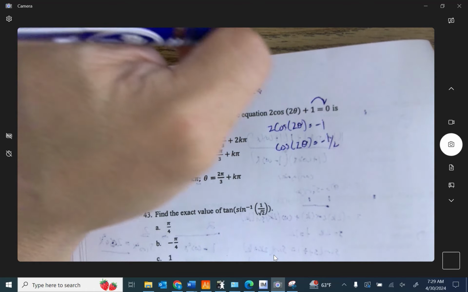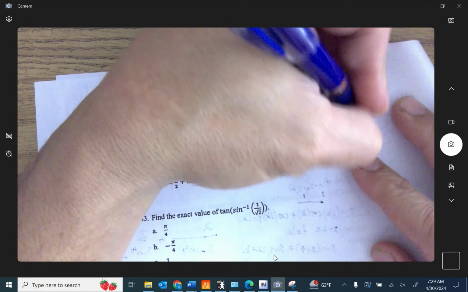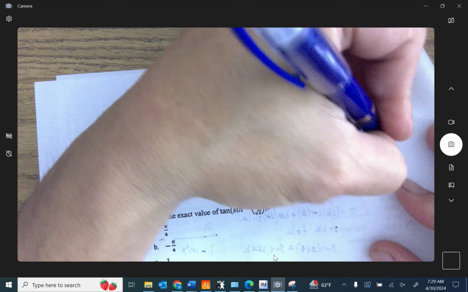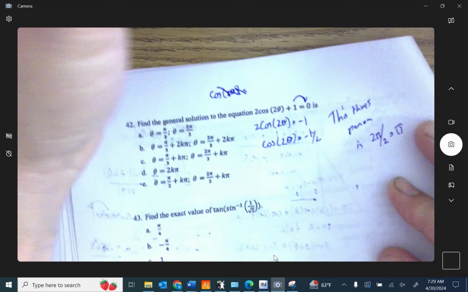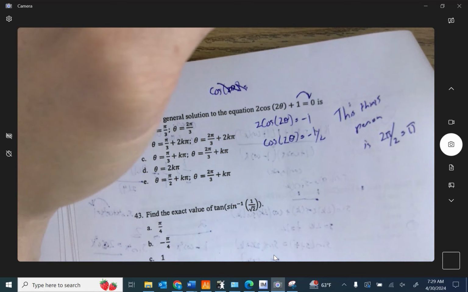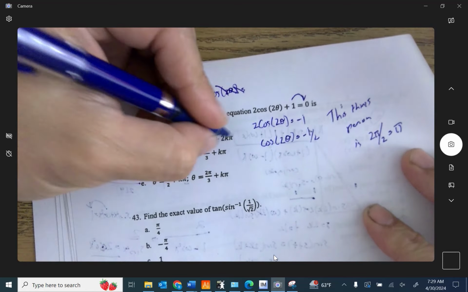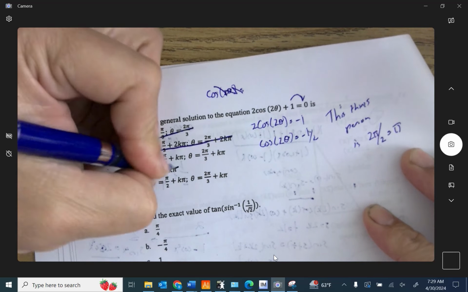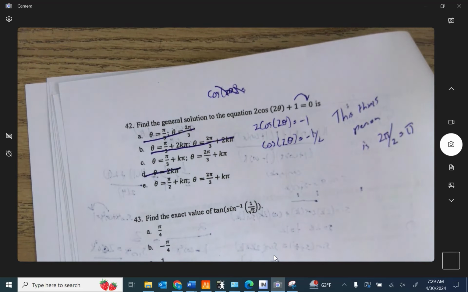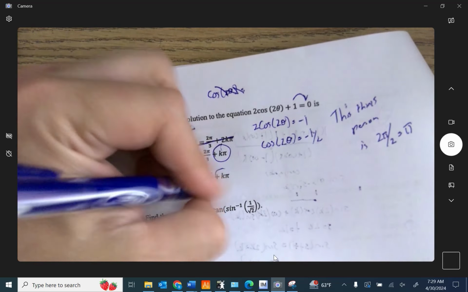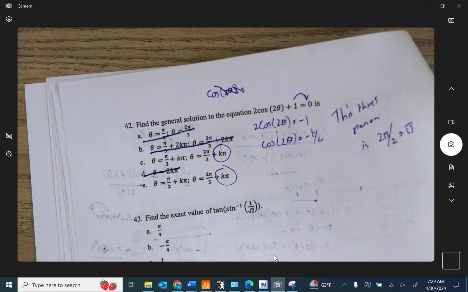Now they want a general solution. This thing's period is going to be 2 pi over 2, so pi. It's going to cycle pi. Remember doing general solutions where we would add k pi? It's just going to cycle like that forever and ever. We're going to add k pi because we have a period of pi. That's our repetition cycle. So it's going to be C or E.